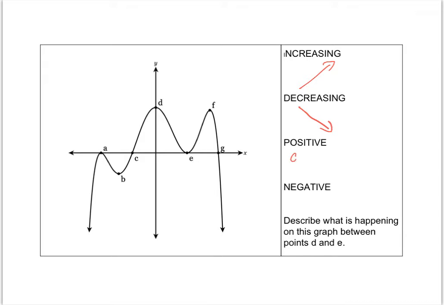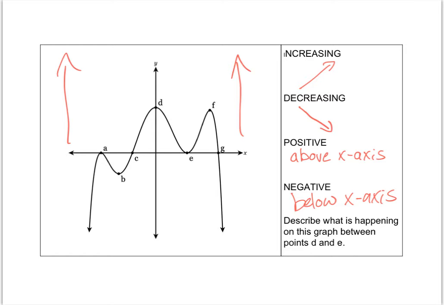Positive and negative, we need to make sure that we're talking about above the x-axis. So anything that is positive is up here, on both sides of the y-axis. We don't care about the value of x. We're talking about the function value, so what the y is. The other part of this is going to be negative. That's going to be below the x-axis.